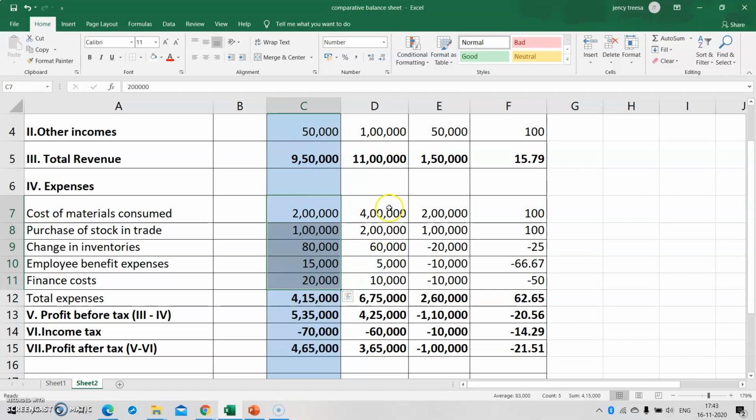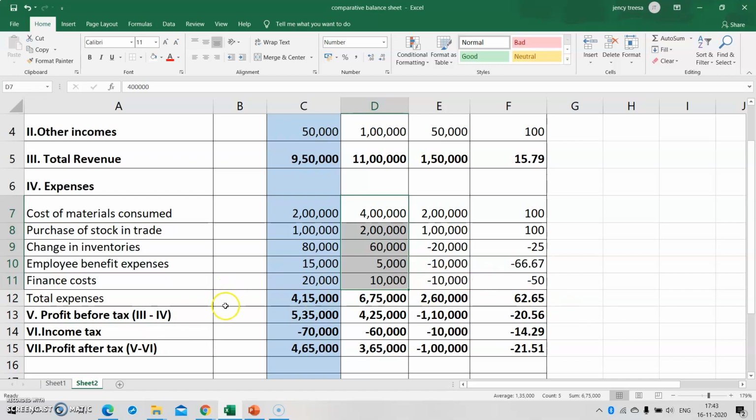And now all these expenses together will give you 4 lakhs 15,000, just the total expenses. Similarly, you'll do it for the second year also, and you'll find out the difference as 2 lakhs 60. For each item, you'll do that. Find out the difference as 2 lakhs 60. Then find out the percentage, 2 lakhs 60,000 divided by 4 lakh 15 into 100, which will give you 62.65.